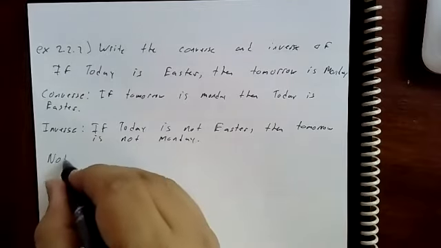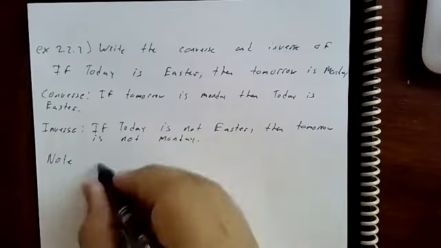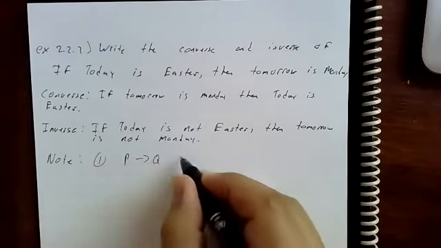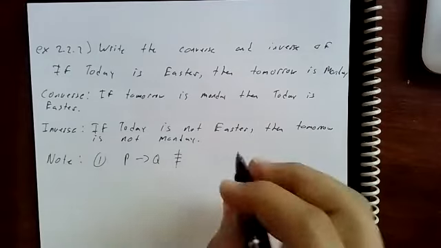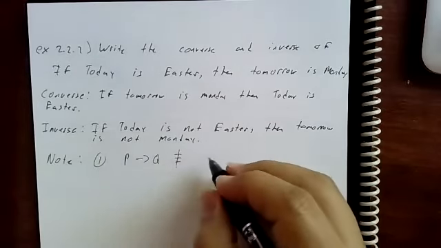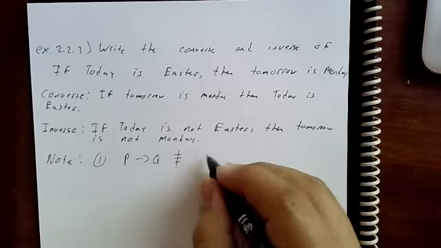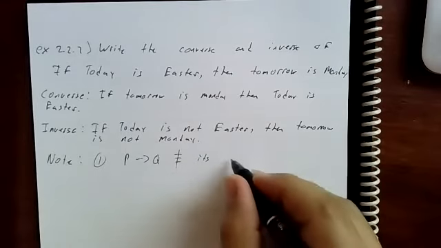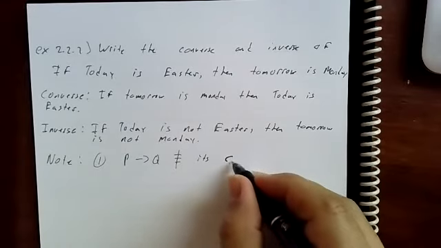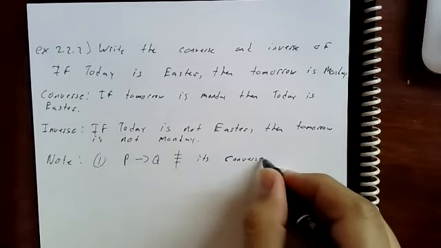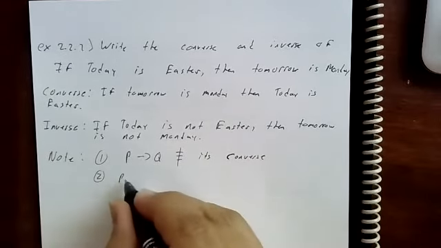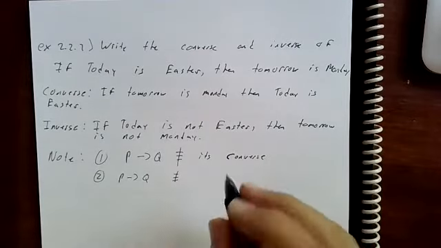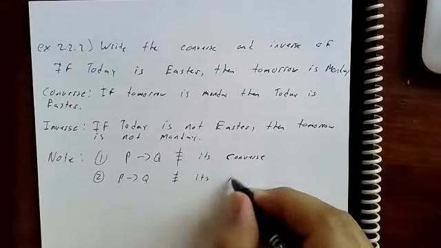So let me give you a quick note. P arrow Q is not logically equivalent to its converse. This just saves some time on writing. It is also not logically equivalent to its inverse.